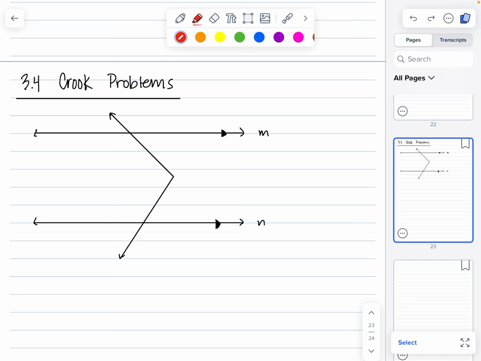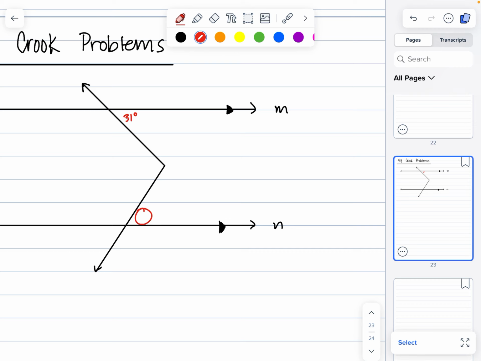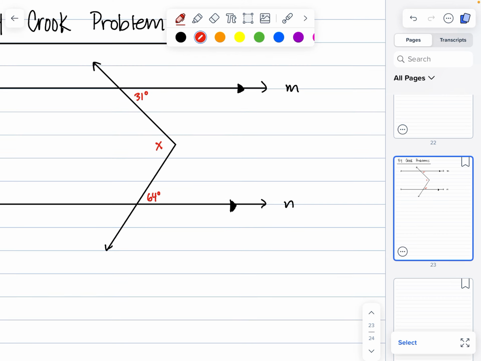But what happens if I have, for instance, 31 degrees, let's write that in ink. Let's call this a 31 degree angle. And then for this angle here, let's call that 64 degrees. And let's put an X where that change of direction is. We want to know what angle that is in the middle. And how can we do that? Well, it has to involve parallel lines, and we don't exactly have corresponding angles here because the transversal is changing.